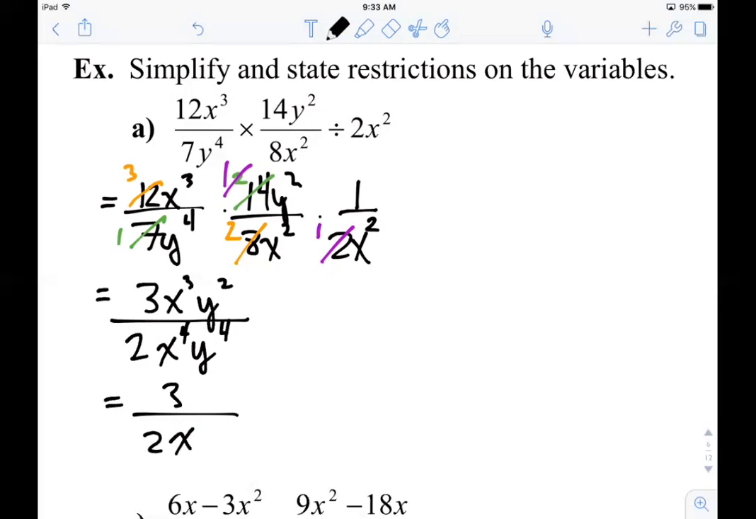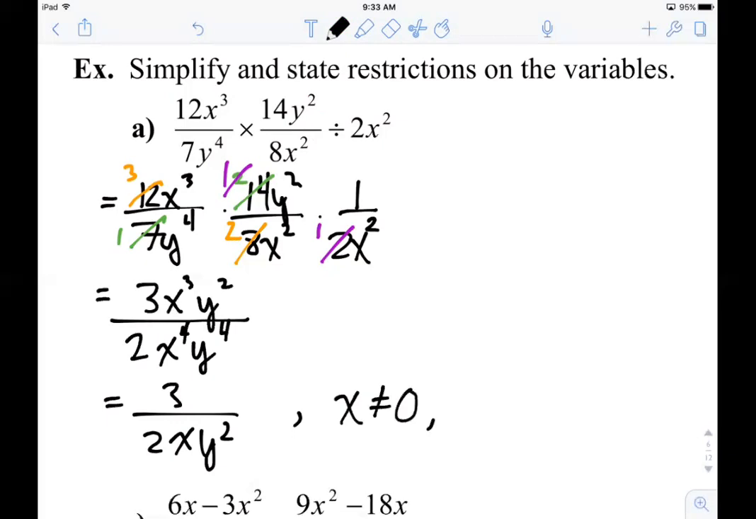Then I've got 2 powers of y on top and 4 on the bottom. So that's going to leave no powers of y on top and 2 powers of y on the bottom when I reduce. But now I need to go back and say, what can my variables not be equal to? Well, definitely if x was 0, then this wouldn't work.